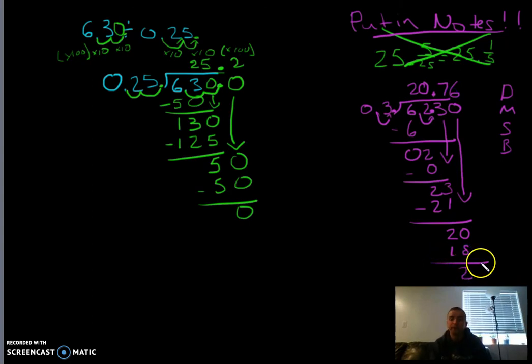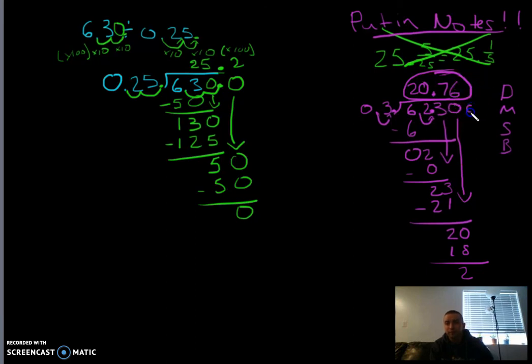That leaves 2. Now, you could keep going and going and going, but I'm going to tell you right now, when you get to 2 decimal places, 1, 2, so your hundredths place, you can stop. So 20 and 76 hundredths is your answer. You don't even have to worry about this remainder, because this one is actually going to keep repeating.